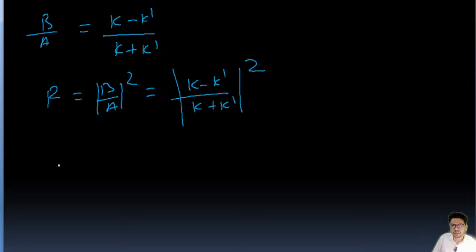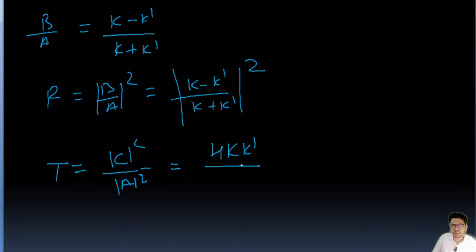Similarly, we'll get transmission, that is mod C square upon mod A square. So we'll solve equations 1 and 2 again, and that is going to give the value 4KK dash upon... so I will solve it for you as well. Very simple calculation, better to solve.